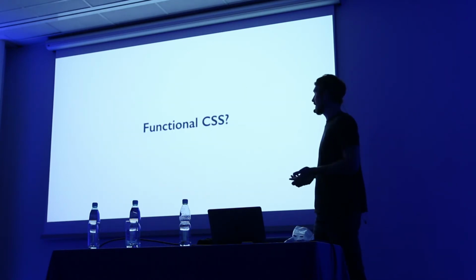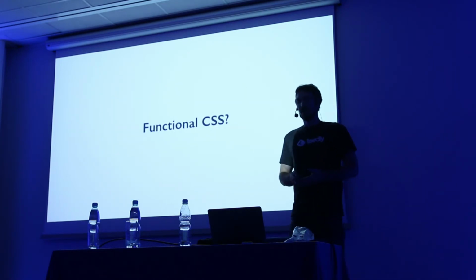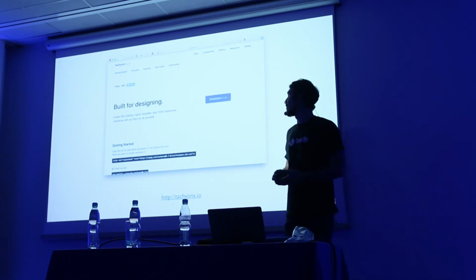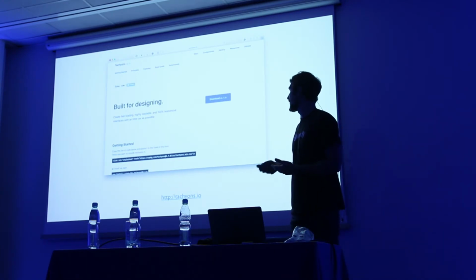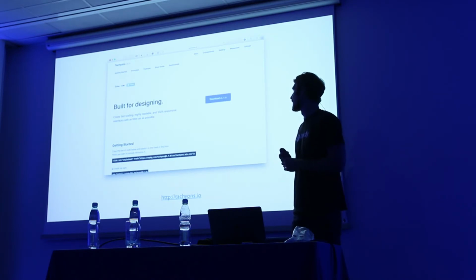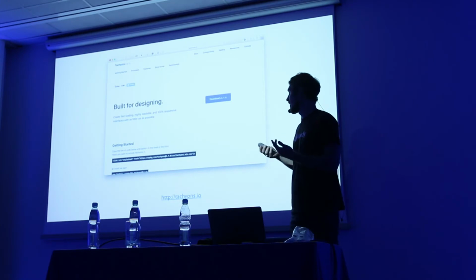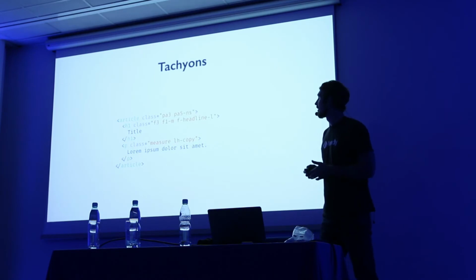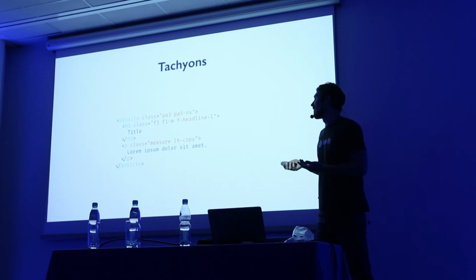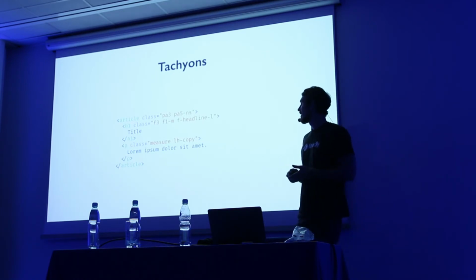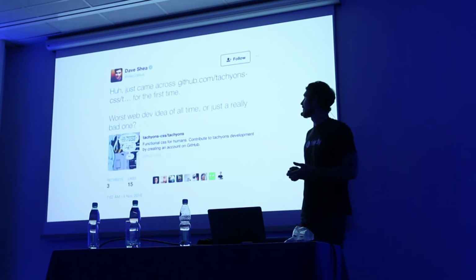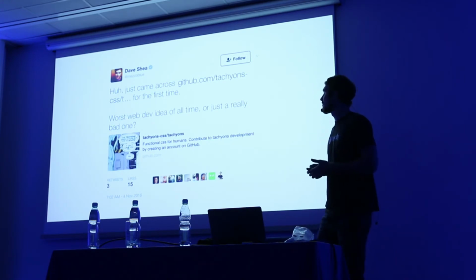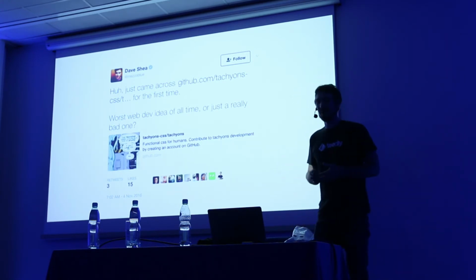There's a kind of a solution to that. It's called functional CSS. There's a library called, it's not a library, it's just a set of class names, let's say. Let's put it like that. So it's a way of writing classes. It's not really a readable thing. So it's kind of the worst web idea of all time. It's a really bad one.